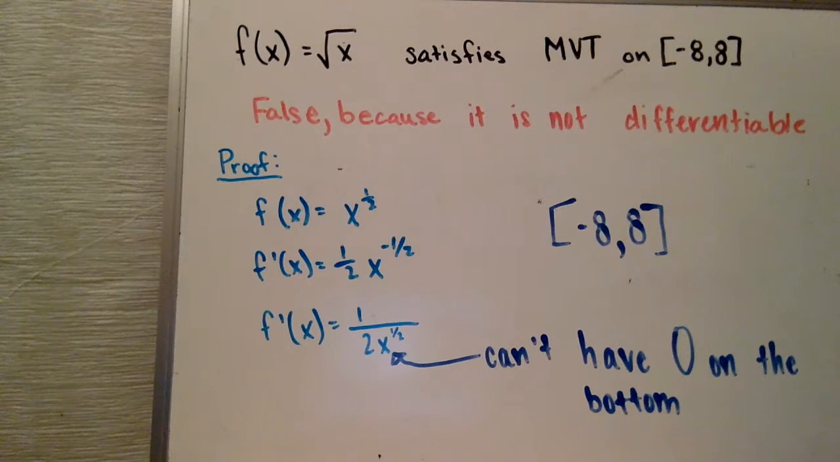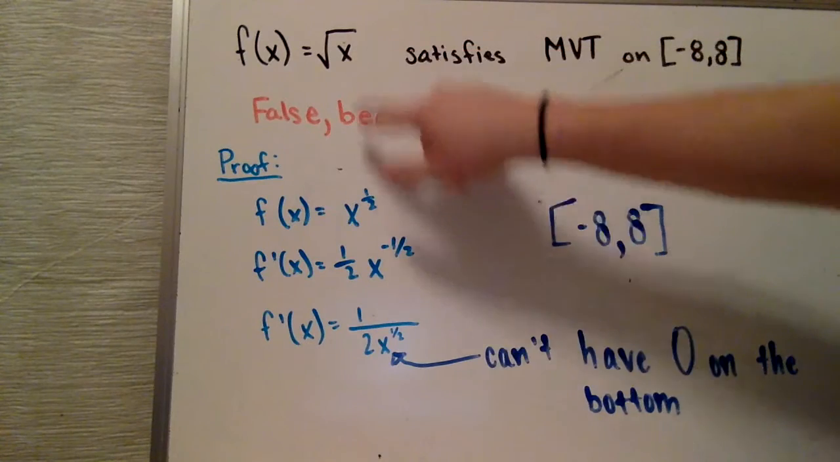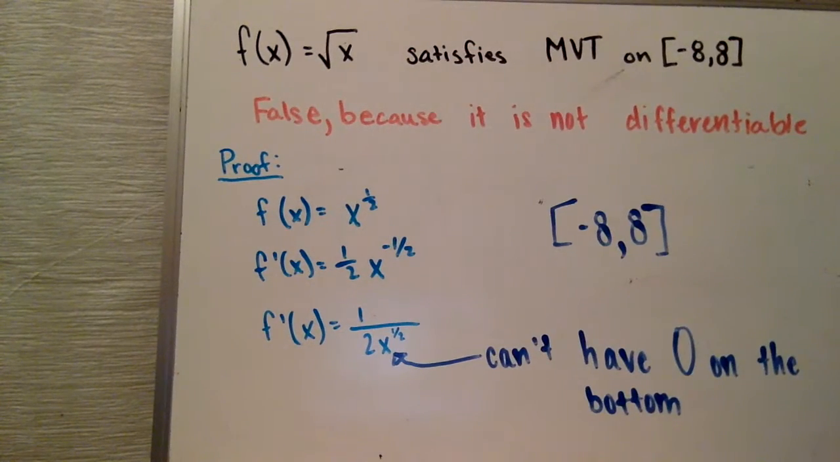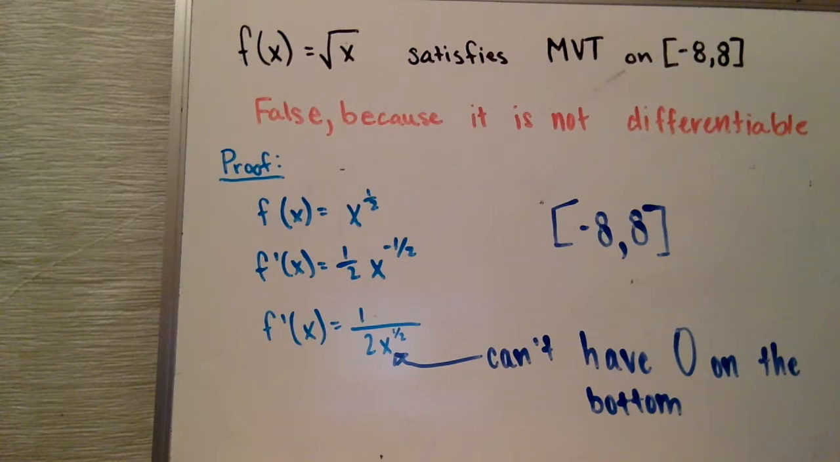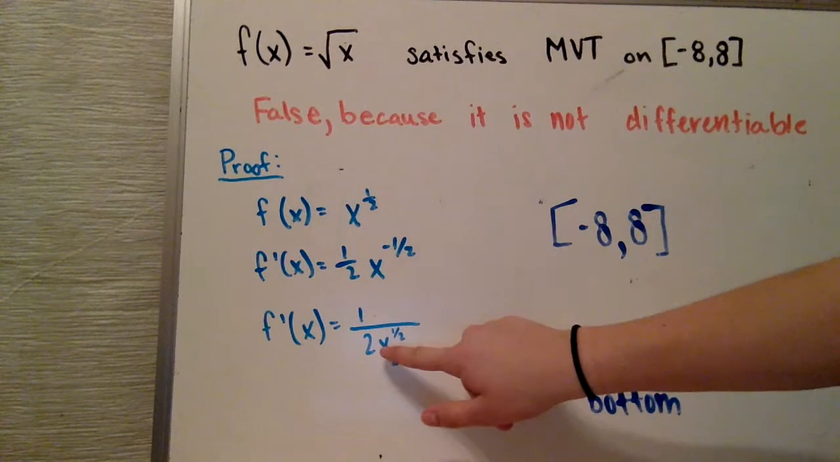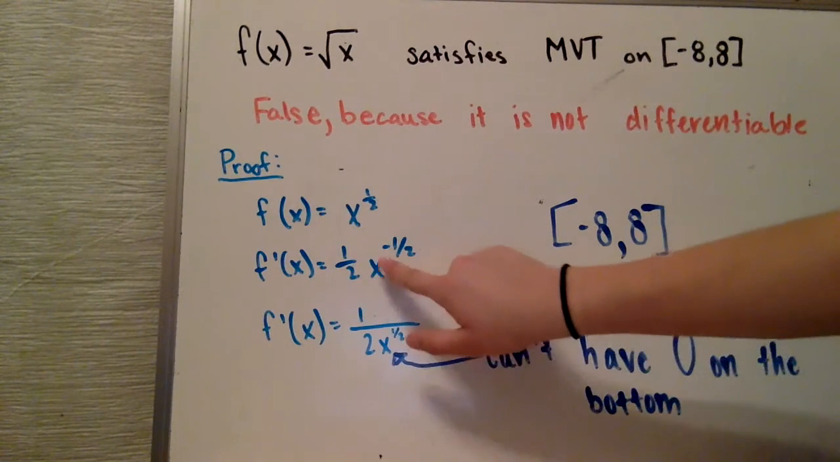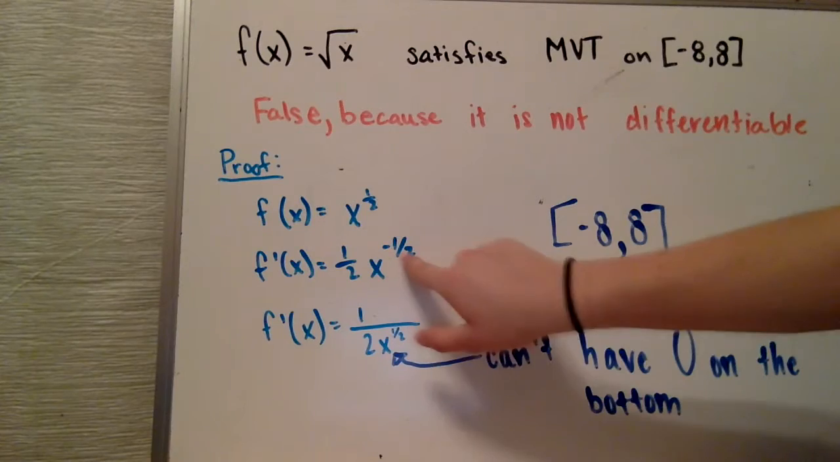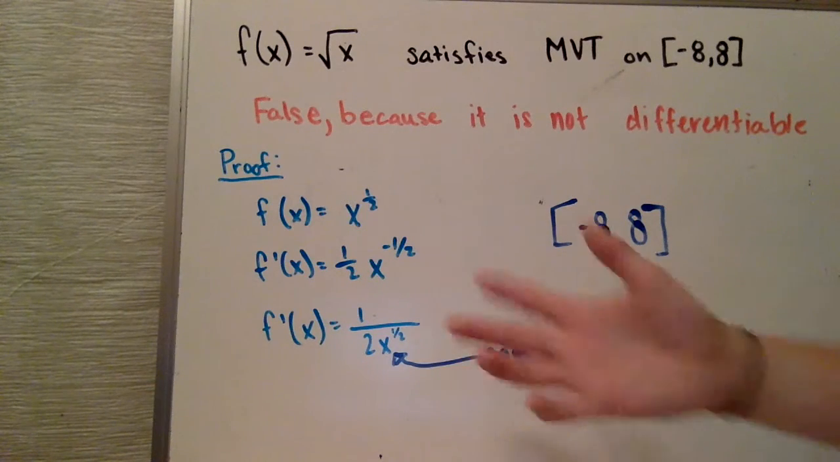So here's our first example. It says f of x equals the square root of x satisfies MVT on -8 to 8. This is a false statement because it's not differentiable. What I did first was rewrite this, so it's x to the 1/2. I took the derivative of it and got 1/2 x to the -1/2. From there I rewrote it as 1 over 2x to the 1/2, because the negative exponent makes it positive, so it's easier to deal with.